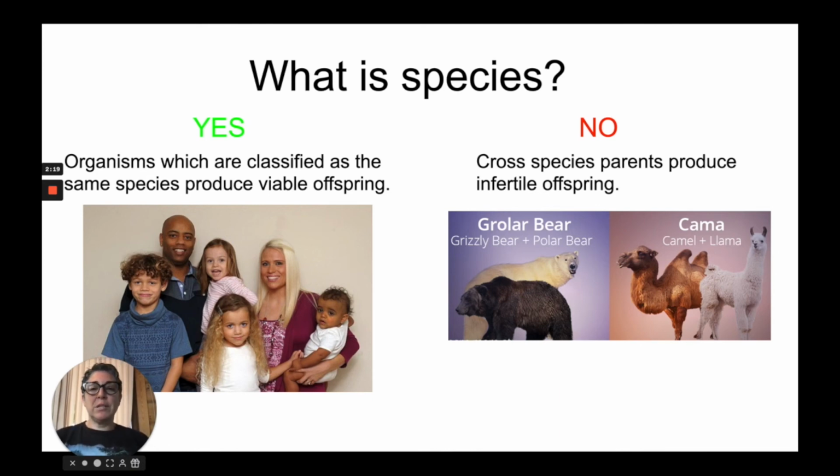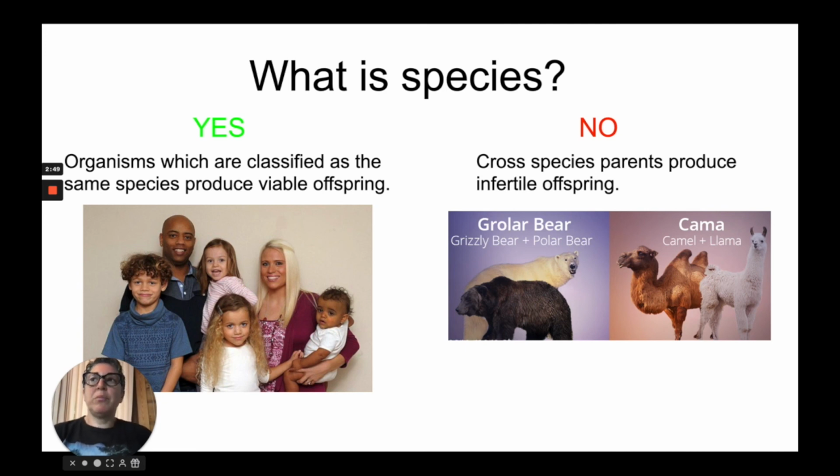The reason why these two organisms can reproduce is because the area where they're located can cross over the regions of the world. So if you have these two organisms, they produce a grolar bear, but two grolar bears cannot produce a baby grolar bear. That is not possible because a grolar bear is infertile because its two parents, the grizzly and the polar bear, are different species. The same thing holds true for a camel and a llama.